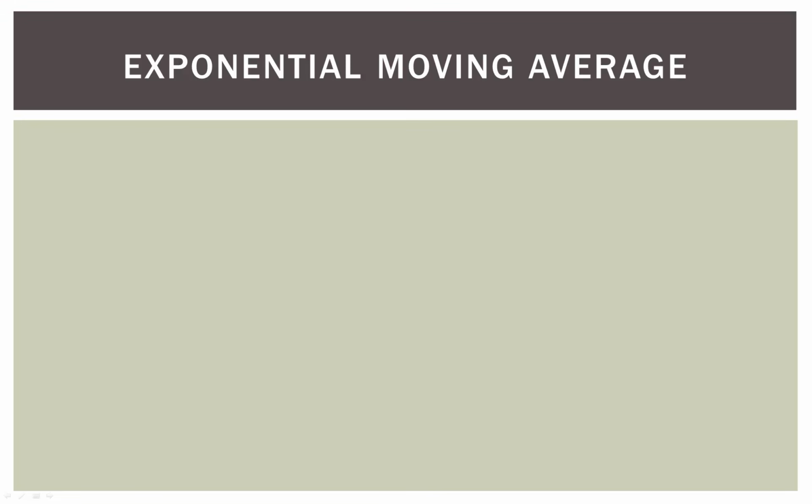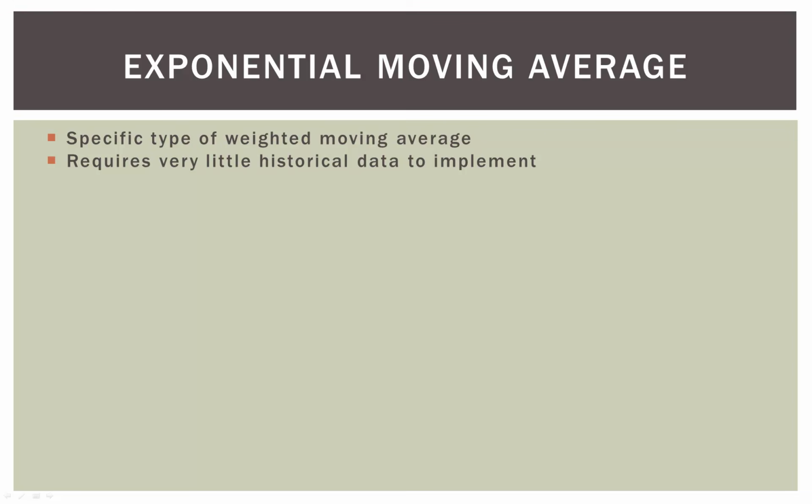So what exactly is this exponential moving average? As I mentioned, it's a specific type of weighted moving average. It requires very little historical data to implement, which may be good depending on your situation. It's very flexible with regard to weighting past data. So we could choose, just by changing one number, whether we want to emphasize more recent data or include data from many years in the past. It's just as simple as changing one number.